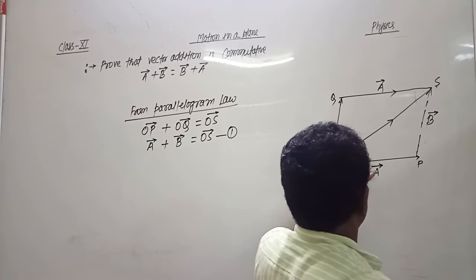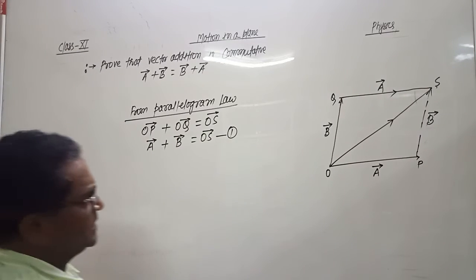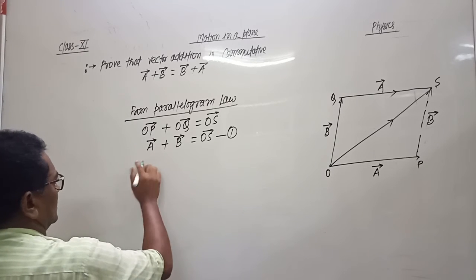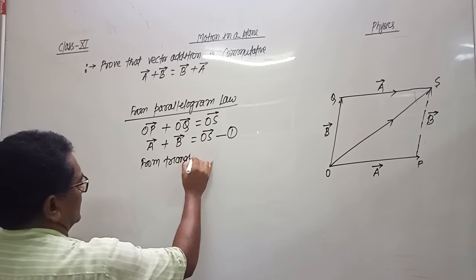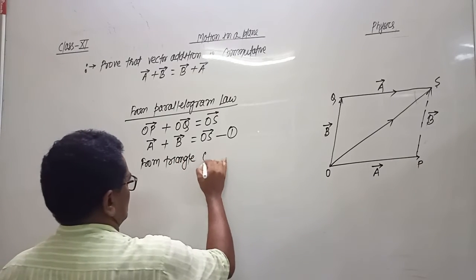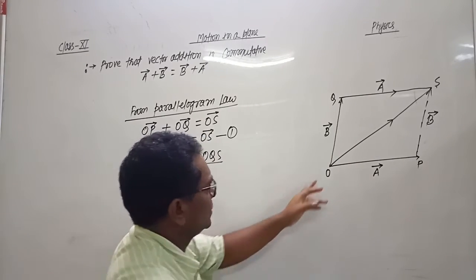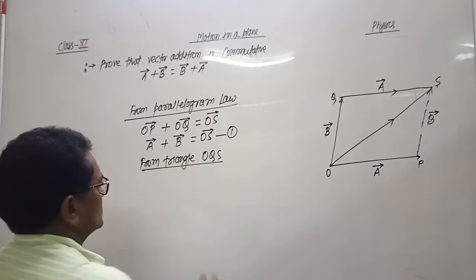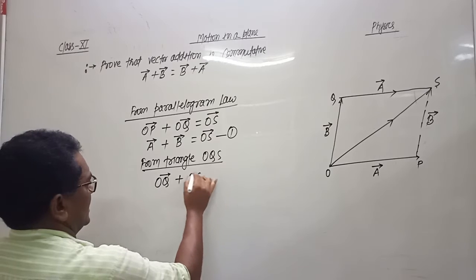Now in triangle OQS, from the triangle law of vector addition, we can write vector OQ plus vector QS equals vector OS.